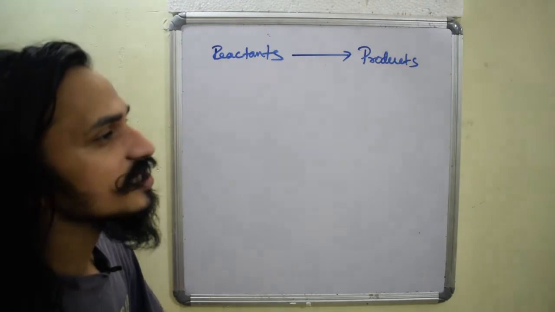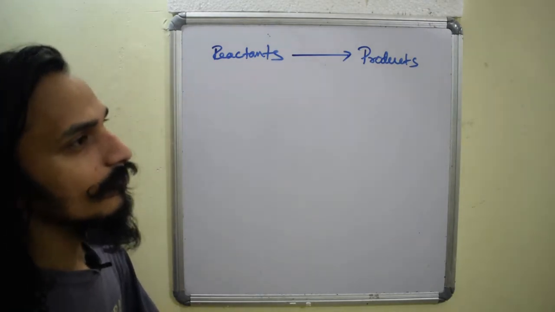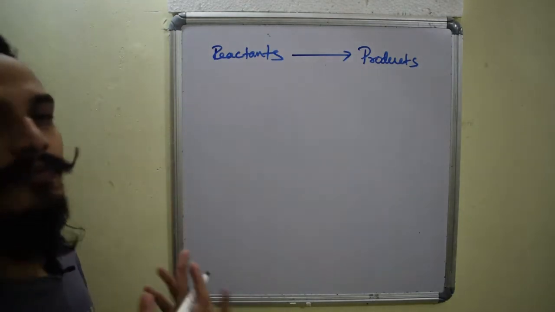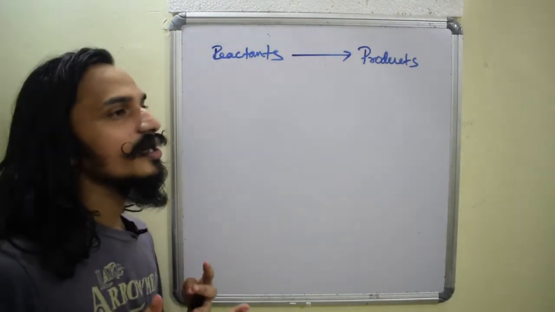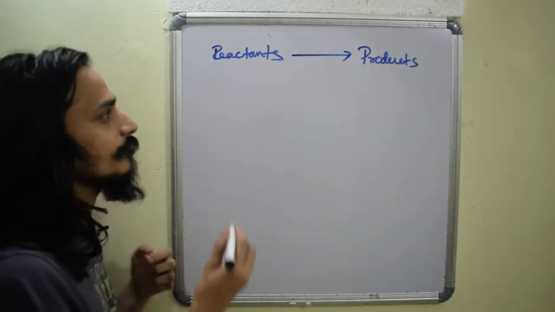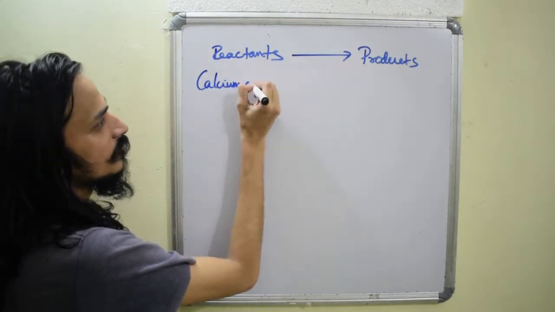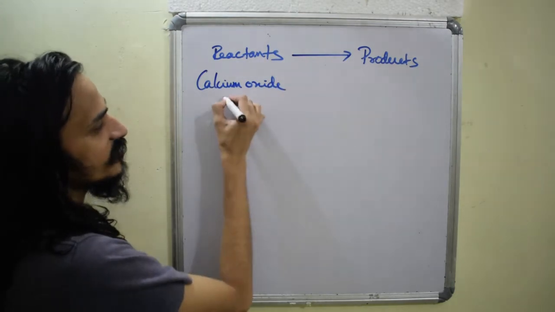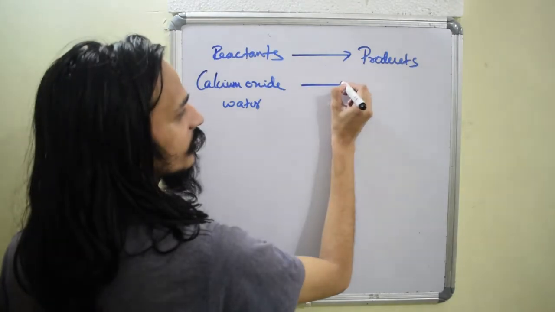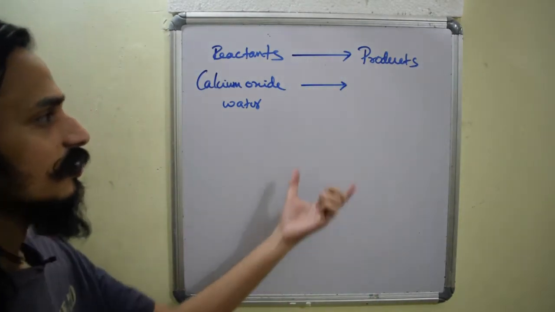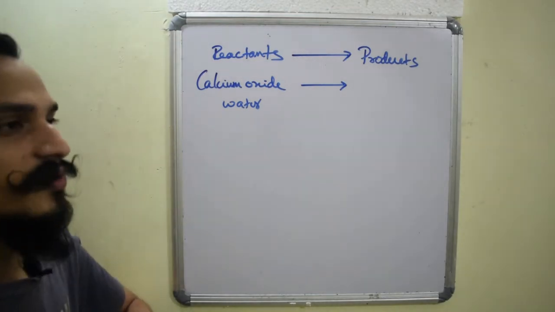For example, yesterday we had this reaction with calcium oxide. We talked about exothermic reactions, right? So what did we use as reactants? I remember that we used calcium oxide, and to calcium oxide I added water, right? Then I remember I got something as a product. Now what that something is, is what we need to know.